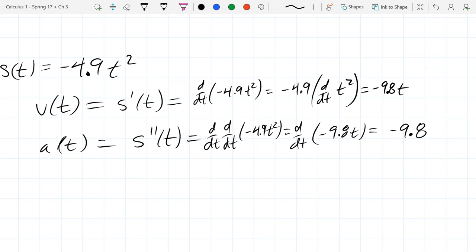So this is negative 9.8. 9.8 should be a familiar number if you've taken a science class. That's gravity. That's how much gravity is accelerating you downwards. And that better not change. Well, it'll change if you go really far away, like if we're going towards Mars. At some point, you will be far enough away from Earth that the gravity from Earth will feel less. But negative 9.8 is the constant acceleration of gravity right there.